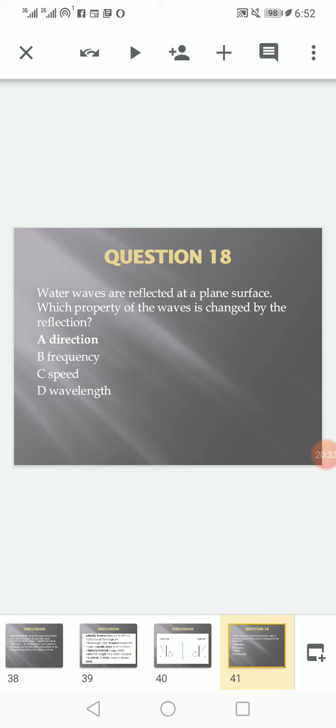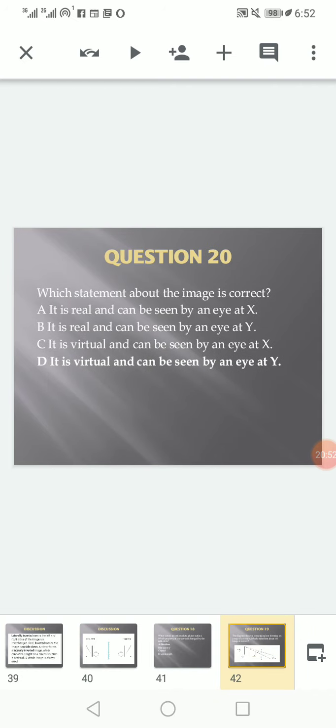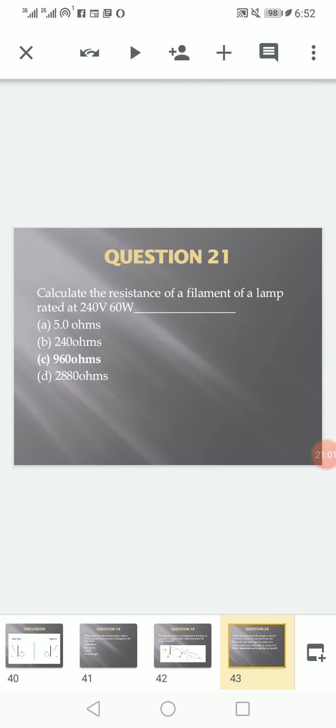This question says, which property is reflected at the plane surface? Which property of the wave is changed by reflection? The property of the wave that is changed is its direction. The diagram shows a converging lens forming the image of an object. Which statement about the image is correct? The statement that is correct is that it is virtual and can be seen by an eye at Y.